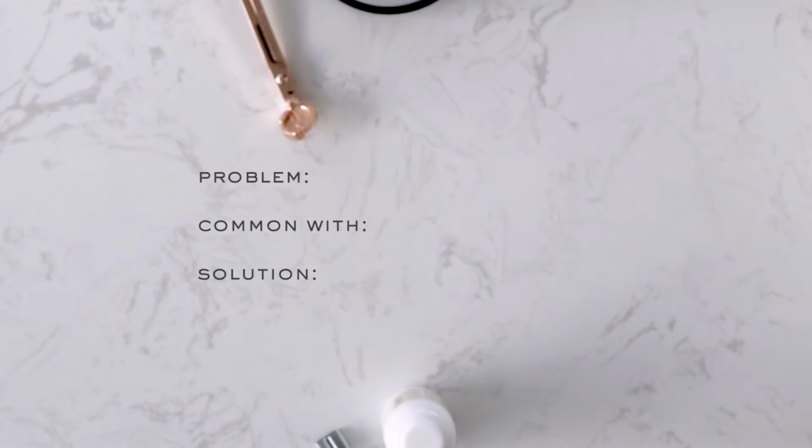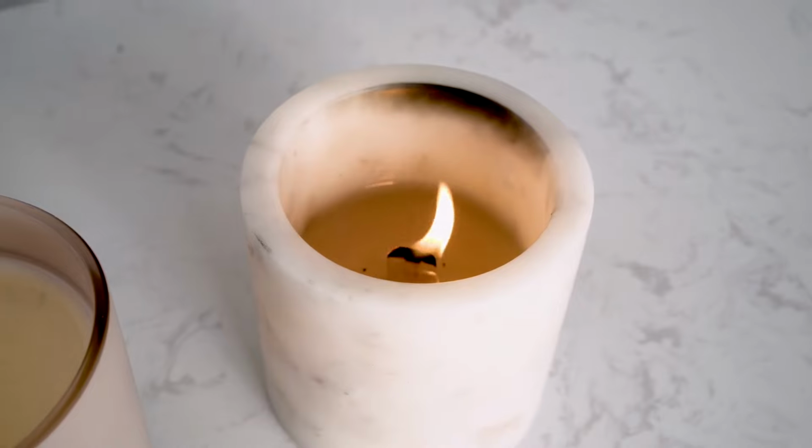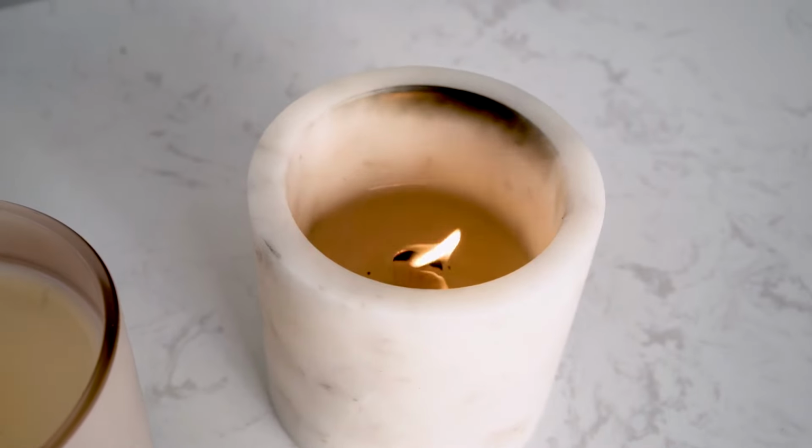Lastly, smoking. Smoking occurs when you're using a wick that is too large for your wax type or vessel size. To prevent smoking, you may need to wick down to the next lowest wick width or wick thickness.